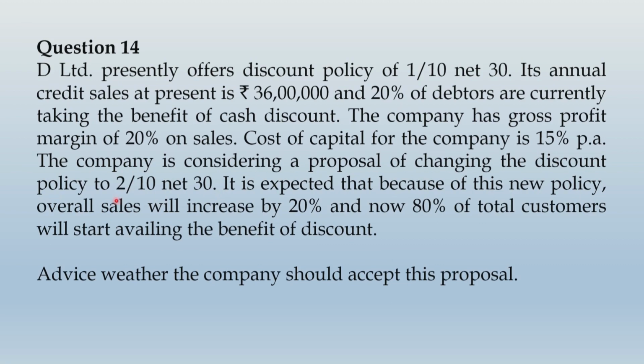Now, how do you interpret this line 2/10 net 30? The credit period will be 30 days. However, if the payment is made within 10 days, the customer will be eligible for 2% cash discount. So, comparing with the current policy, the new proposed policy is just changing one factor, correct? What is that one factor? It is enhancing the discount rate from 1% to 2%.